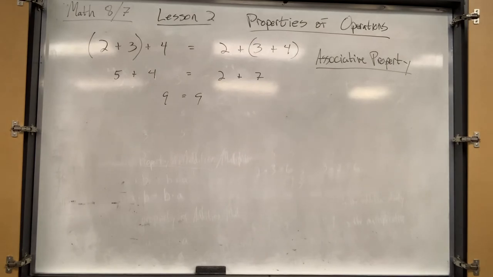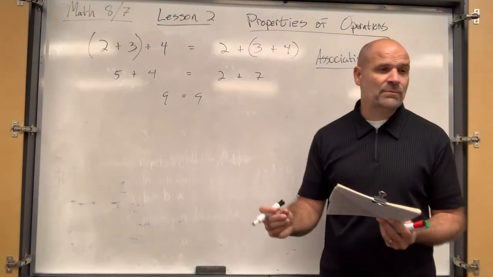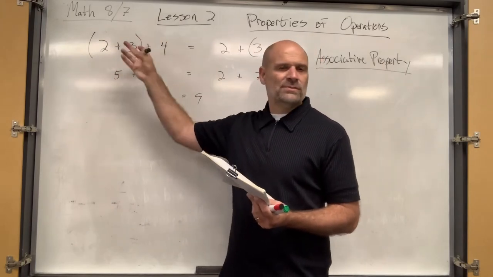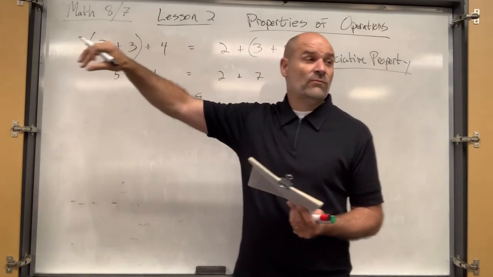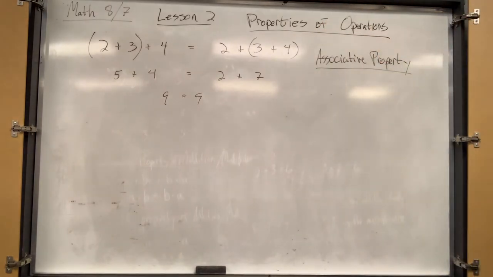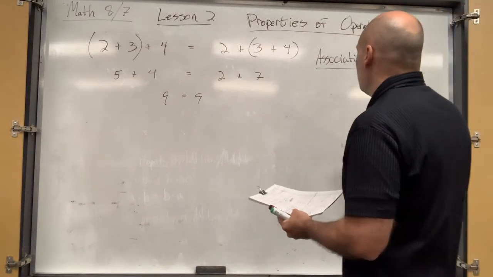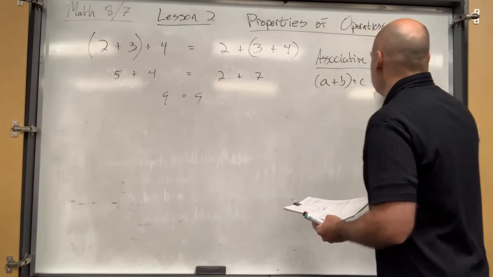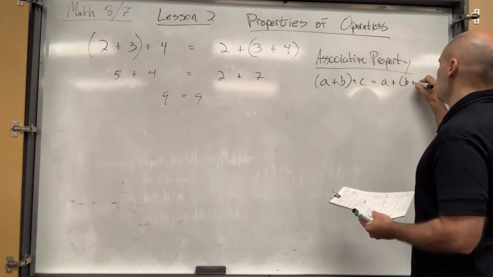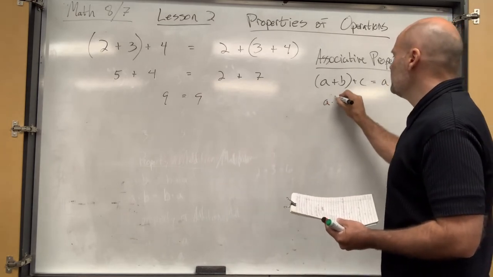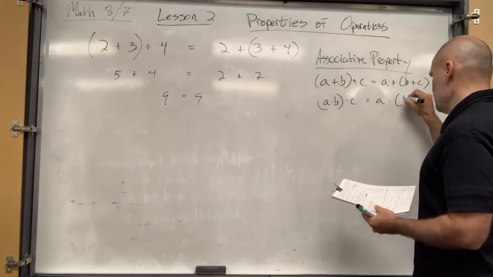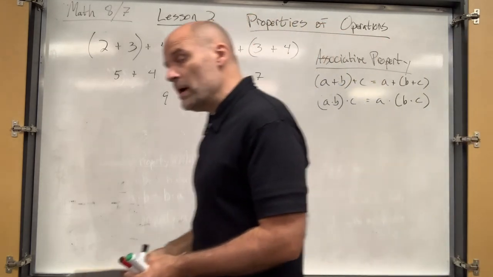So if you have 3 or more numbers, it doesn't matter what order. So it's kind of similar to the commutative property, but see how we didn't really switch the order. We just decided what to add first. So if you have 2 addition problems in the same problem, it doesn't matter what you do first. Same thing with multiplication. So if I have (A + B) + C, that has to equal A + (B + C). Or (A × B) × C has to equal A × (B × C). So it kind of depends on where you put your parentheses.